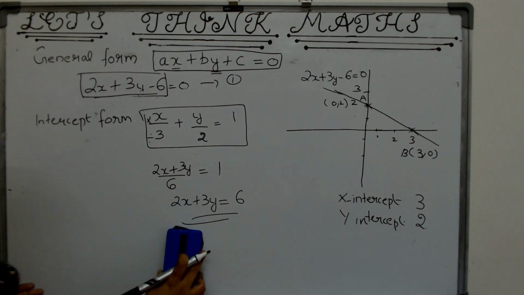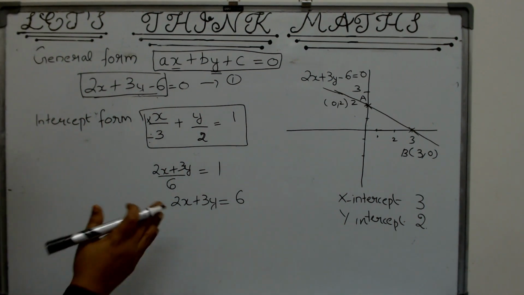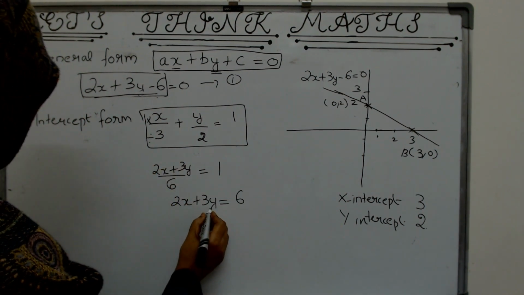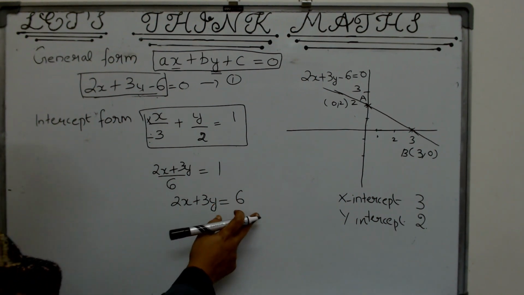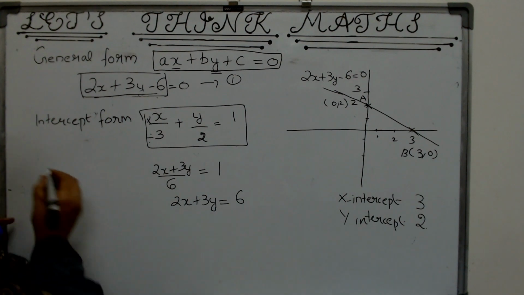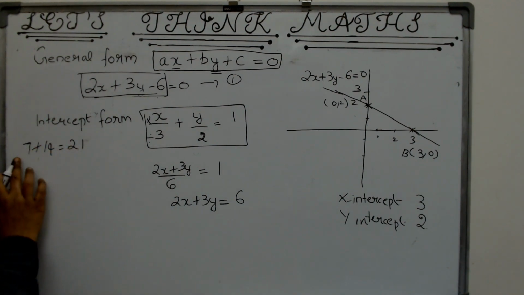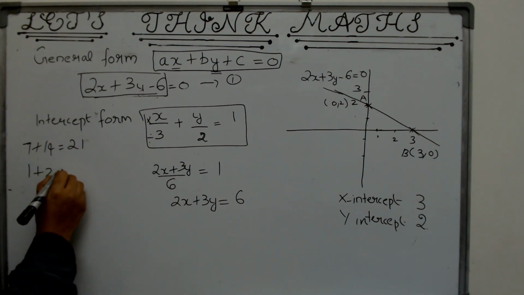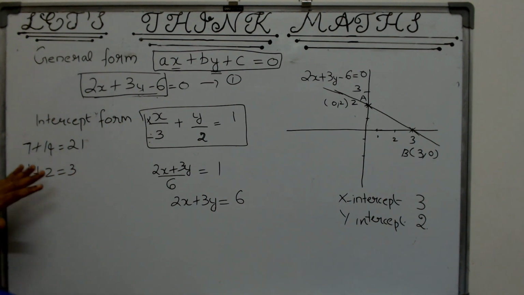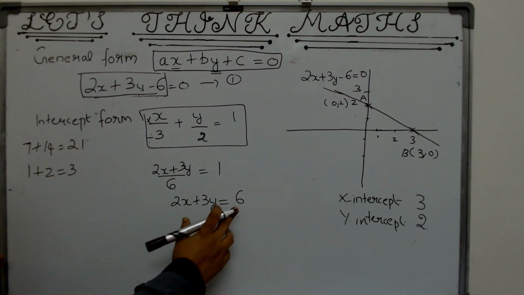Now, from the general form, how do you go back to the intercept form? This you have to do in steps. The first step is to make this 1. How do you make this 1? Divide throughout by 6. For example, 7 plus 14 is equal to 21. If I divide throughout by 7, what happens? 1 plus 2 is equal to 3. The equation does not change. So that is what we are going to do. Both the LHS and the RHS we are going to divide by 6.